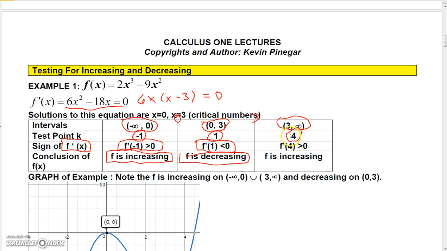And then let's plug the number 4 in. If we plug 4 in, we'll get 6 times 16 minus 72. So we'll get, I think, 96 minus 72, which is a positive number. So the derivative at 4 is positive. So the function is increasing on that interval.